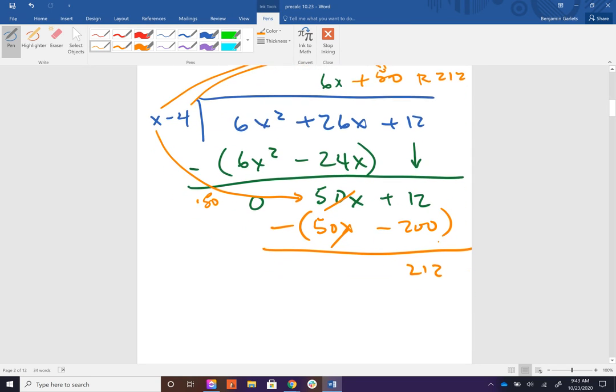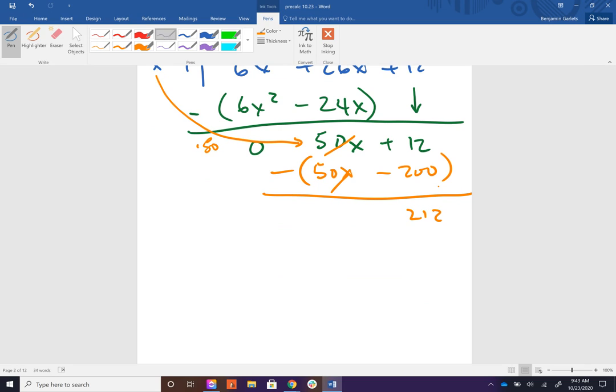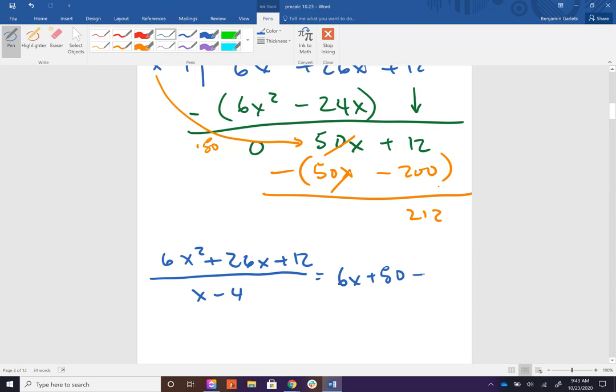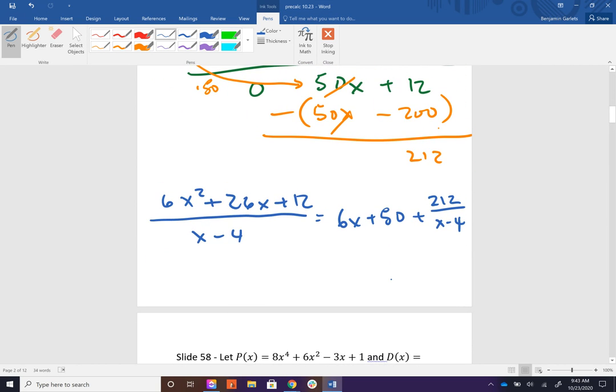Okay, so what we see here is that if I take 6x squared plus 26x plus 12, and I divide it by x minus 4, I'm going to get the quotient 6x plus 50, and then I'm going to get a remainder of 212 over x minus 4. And so what we've done by doing this division is we've demonstrated that these two are equal. And so we can check this looking at the graphs to make sure that we did our division properly.